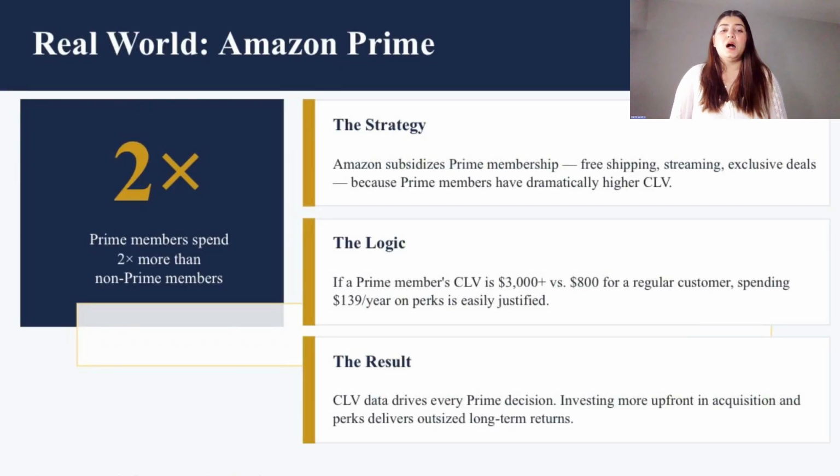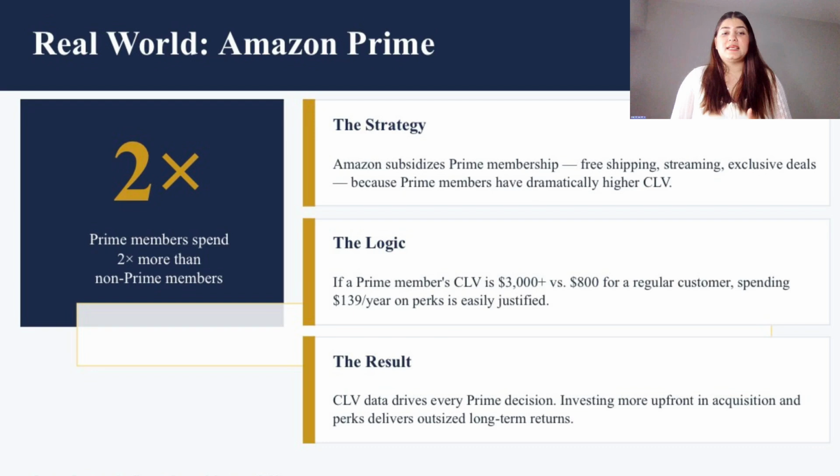All right. Let's look at how real companies use CLV, starting with Amazon. Amazon Prime members spend about twice as much as non-Prime members, and that is a massive CLV gap between these two customer types. So Amazon does something really bold. They actually subsidize Prime memberships, offering free shipping, streaming, and exclusive deals at a cost to themselves. Why? Because their CLV data shows that a Prime member's long-term value is so much higher that the investment pays off many times over.